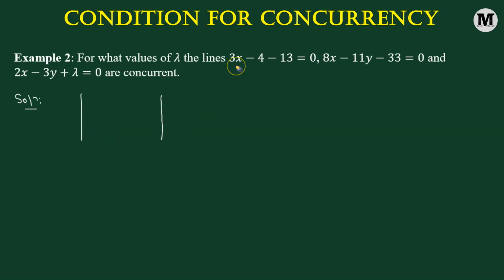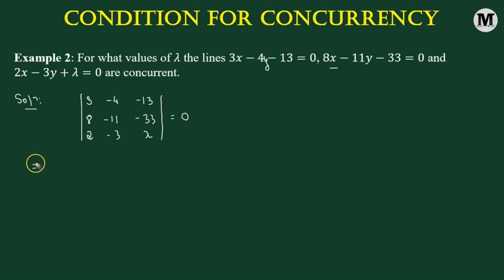So let's consider the first equation, 3x minus 4y minus 13 equals to 0. So the coefficient of x, that's going to be 3. The coefficient of y, that's negative 4, and the constant term, that's negative 13. Coming to the next equation, we have 8x. So the coefficient of x, that is 8. Then the coefficient of y, that's negative 11, and the constant term, that's negative 33. And then finally in the third equation, we have the coefficient of x, that's 2, the coefficient of y, that's negative 3, and we have lambda. Since these three lines are concurrent, the determinant must be equals to 0.